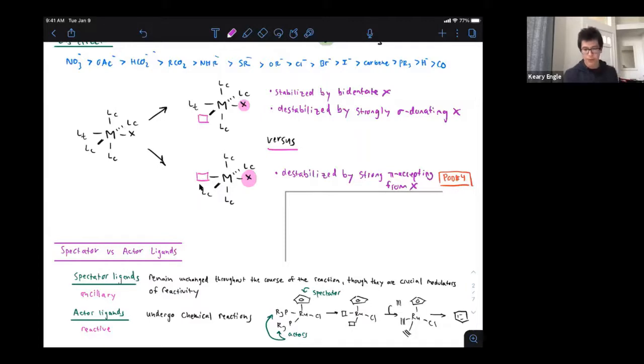And then the order is shown here. I think, as a very first rough approximation, you could say that this tends to be opposite of the trans effect, with the exception of these ligands that can be stabilizing through bidentate coordination, which have an added wrinkle to them. That's not precisely true, but it's a first approximation.